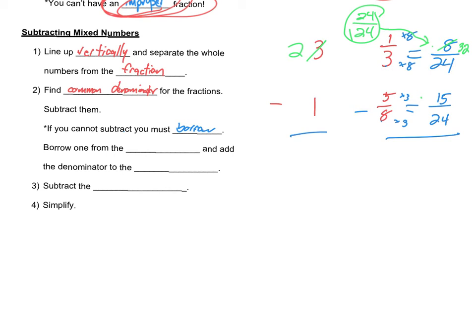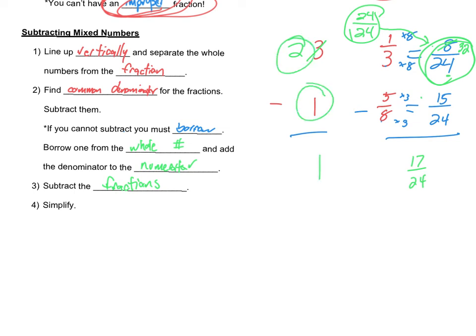So, again, if you cannot subtract, you must borrow. Borrow 1 from the whole number and add the denominator, because we have our denominator of 24, to the numerator. We did that. Now we subtract the fractions, and then we simplify. So 32 over 24 minus 15 over 24 gives us 17 24ths. And over here we have 2 minus 1, which gave us 1. That's why it's important that we don't subtract the whole numbers first and then come over to the fraction. Then we need to simplify. 17 is prime, so my answer is just that, 1 and 17 24ths.